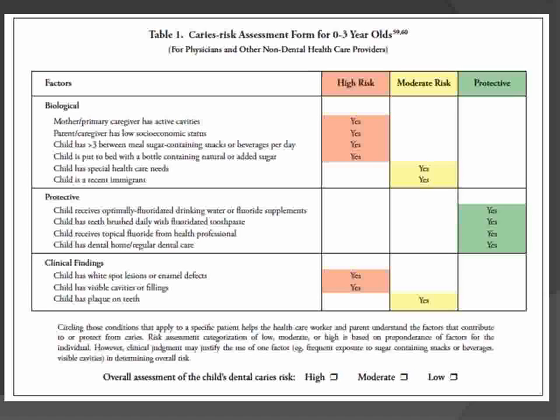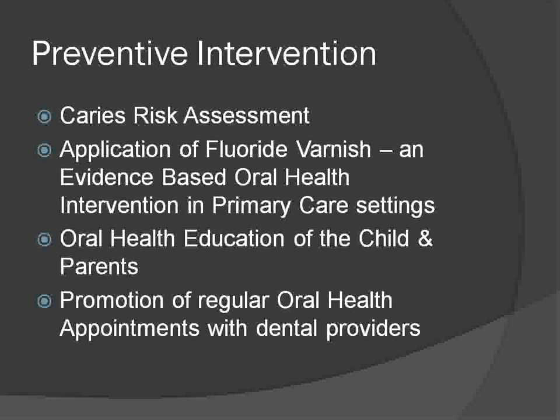So preventive intervention usually focuses on doing a caries risk assessment, and if indicated, the application of a fluoride varnish. We definitely want to do oral health education for the child and the parents, and we want to promote regular oral health appointments with dental providers.